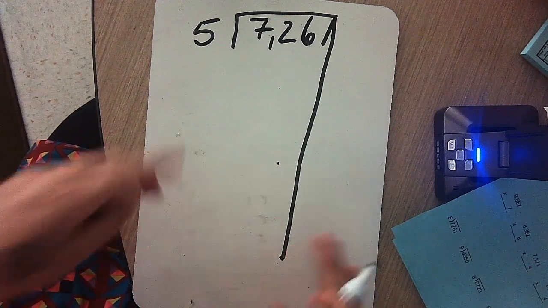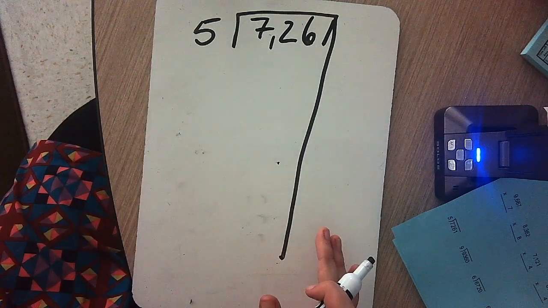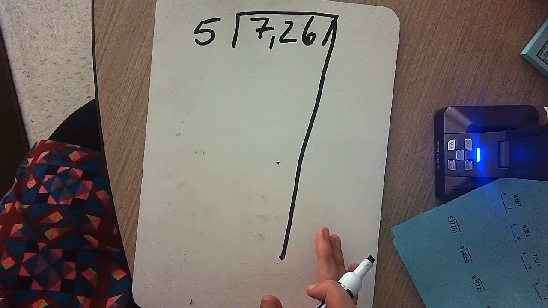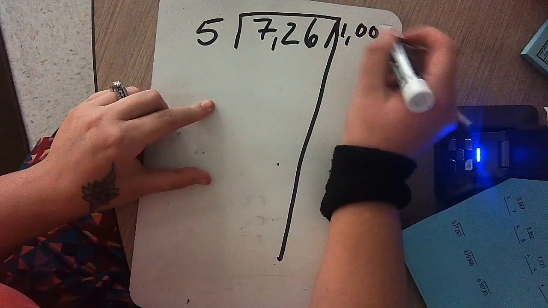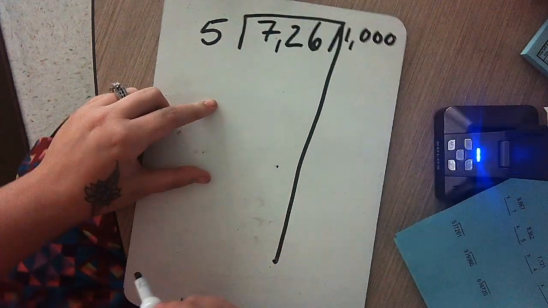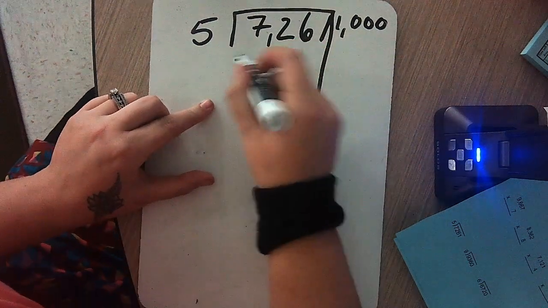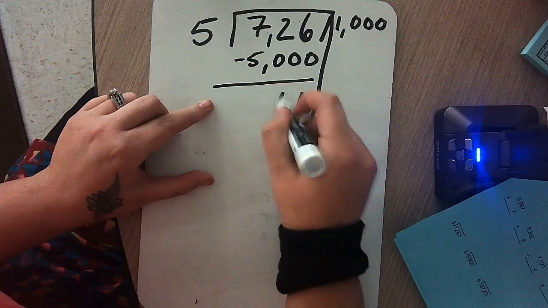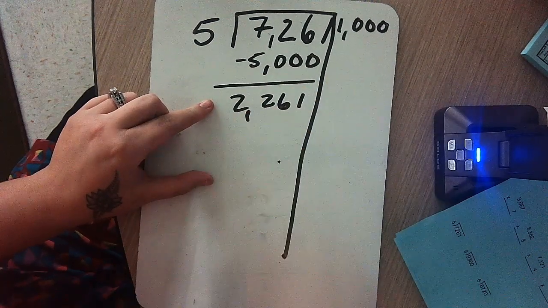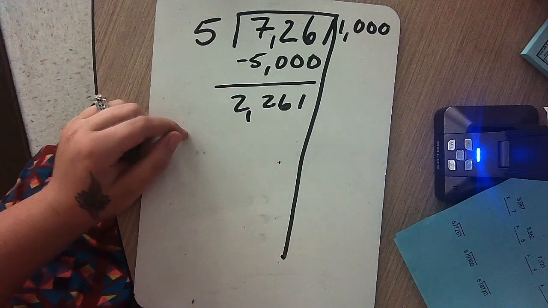Immediately I noticed that 5 is less than 7. So 5 can go into 7,000 1,000 times. So that's the number I'm going to choose to start with. Students might be able to think of a more efficient number, and so good for them, but I'm going to model this way. So that means I subtract 5,000, which leaves me with 2,261. Then the process just repeats itself.